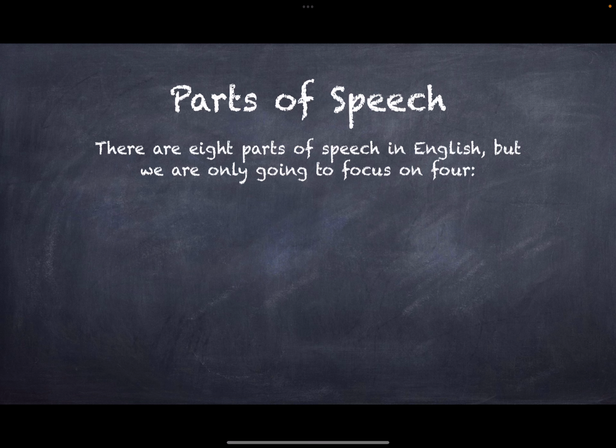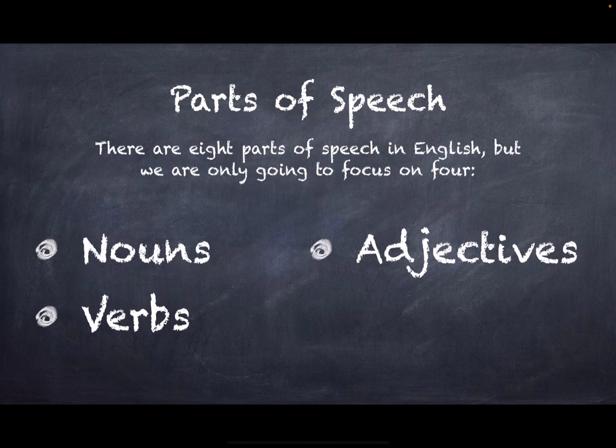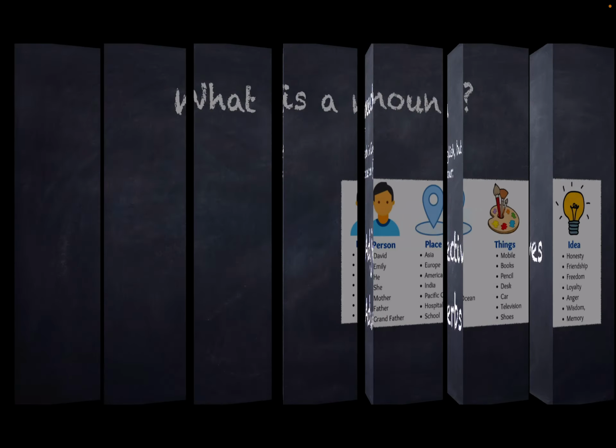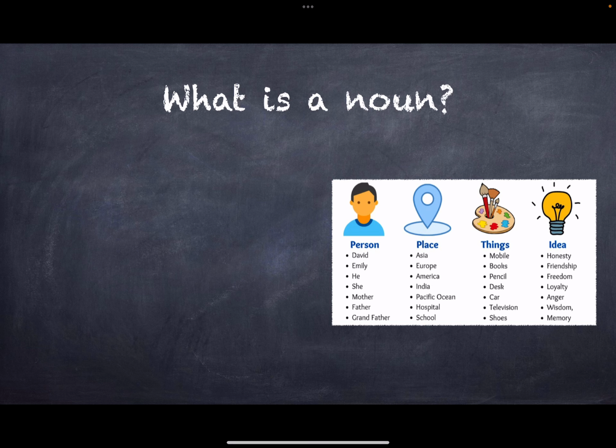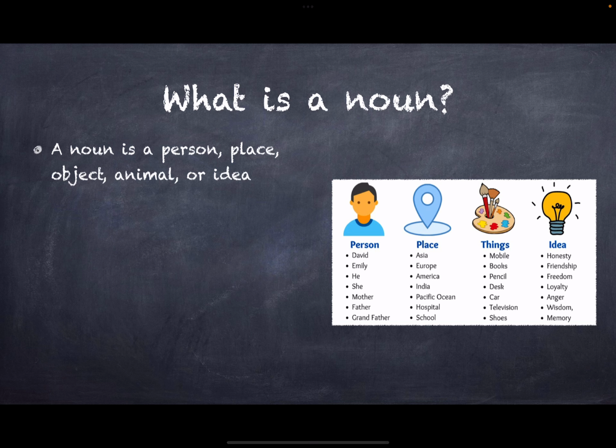There are 8 parts of speech in English, but we are only going to focus on 4: nouns, verbs, adjectives, and adverbs. Let's start with a noun. On the right, you can see a list of some examples of nouns. A noun is a person, place, object, animal, or idea.